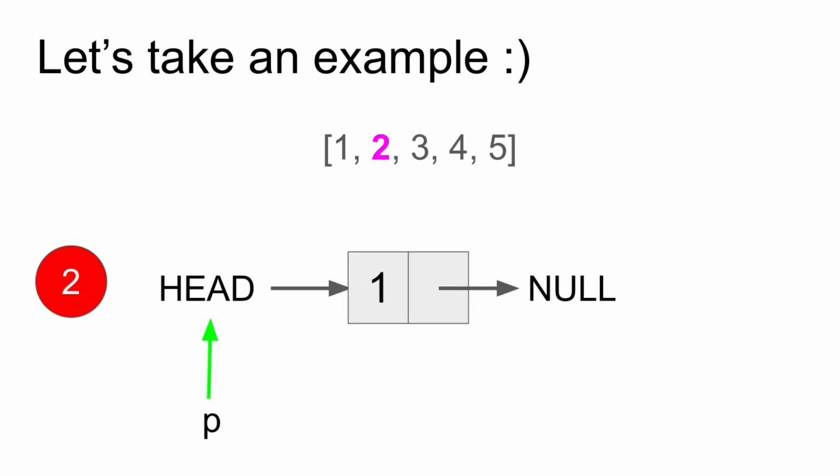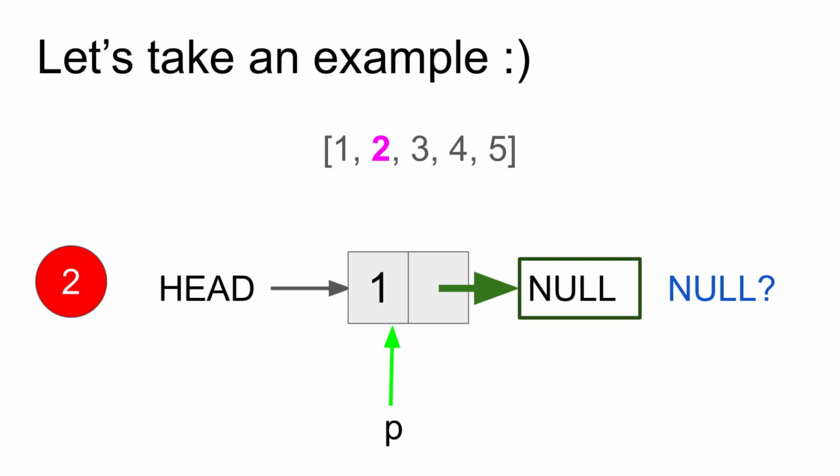So we need some way to reach the end of the list, to assign the next of the last node to our new node. For that, we take a pointer p and assign it to the head. And we check if the next of p is null or not. Here it is not null. So let's move to the next node, and again we check whether the next node is null or not. This time we can see clearly that the node highlighted in green is the next node and it is null.